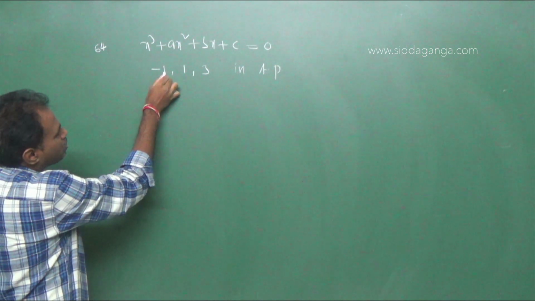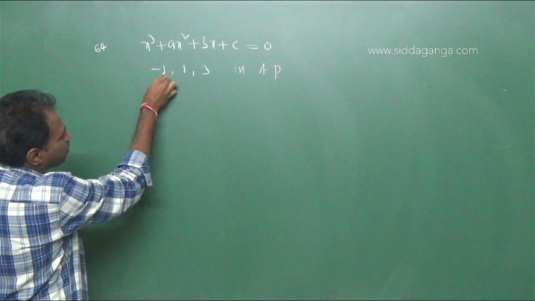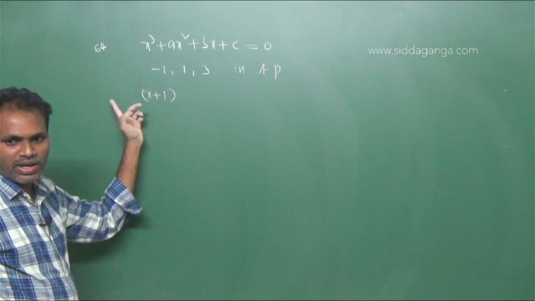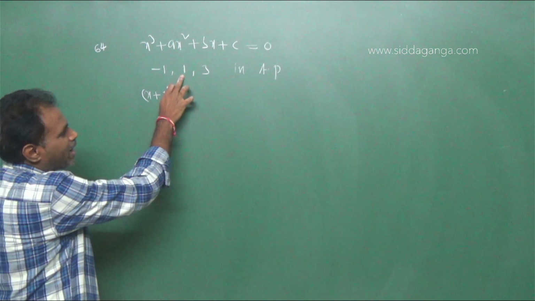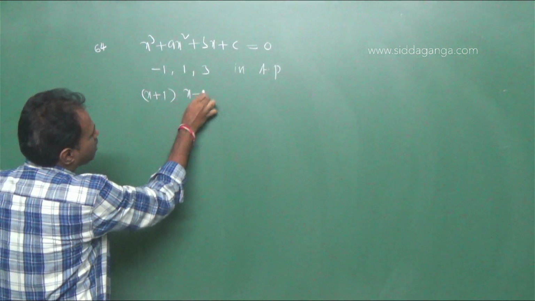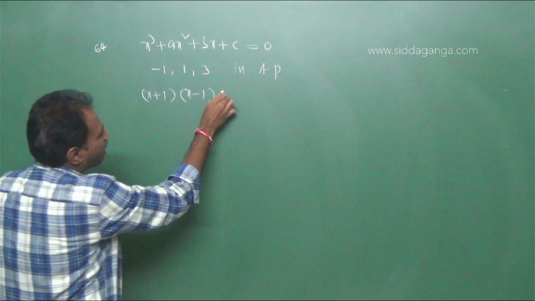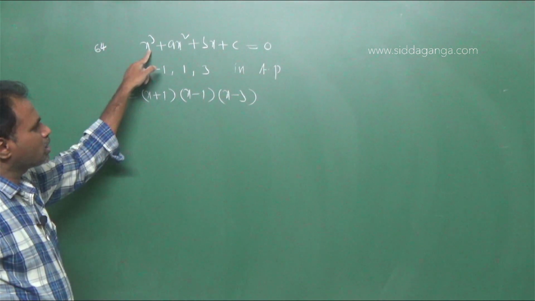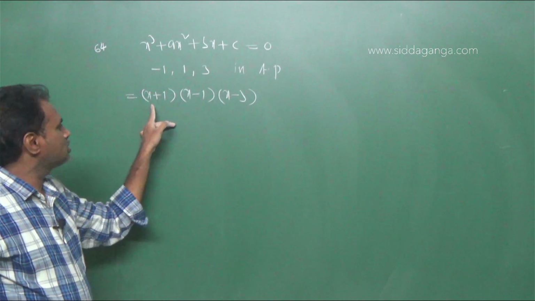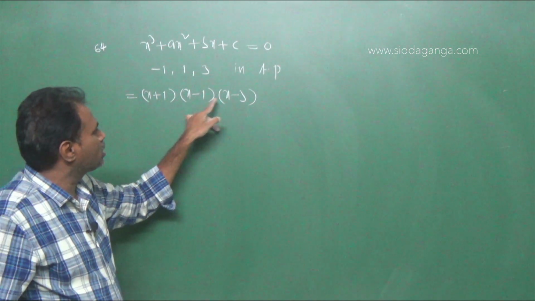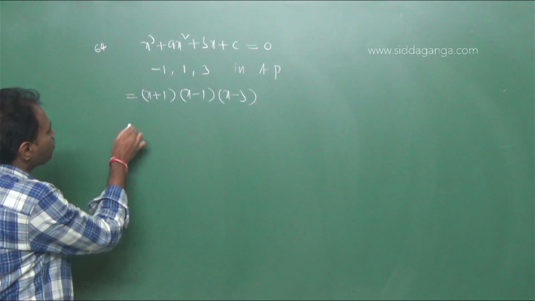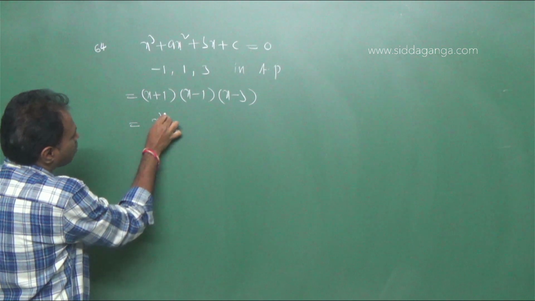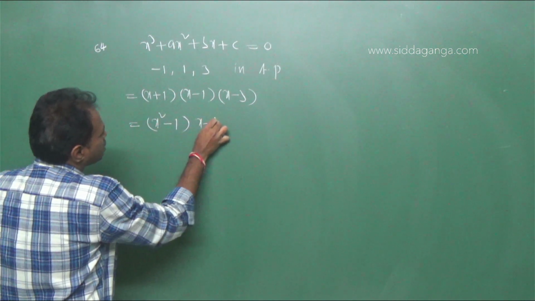Therefore, x equal to minus 1 gives the factor x plus 1, x equal to 1 gives x minus 1, and x equal to 3 gives x minus 3. Now this cubic equation you can express like this: x plus 1 into x minus 1 into x minus 3. Multiply these: x plus 1 into x minus 1 is x square minus 1, into x minus 3.